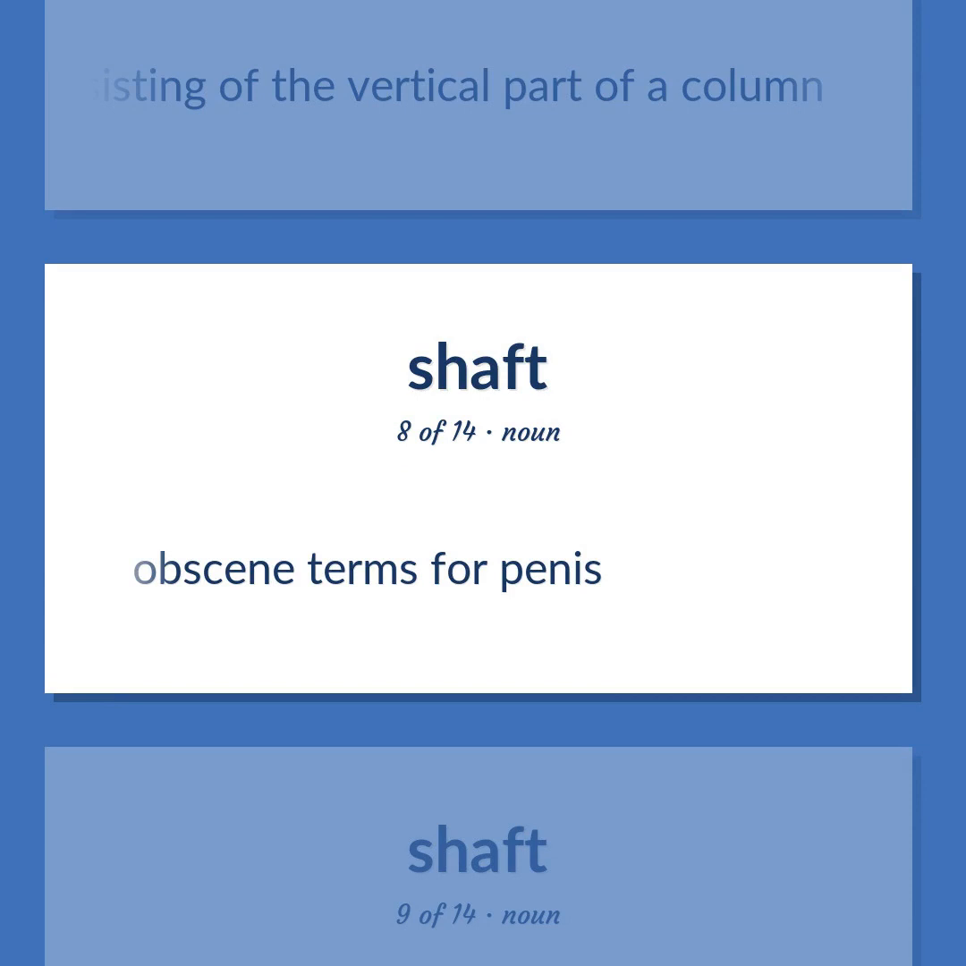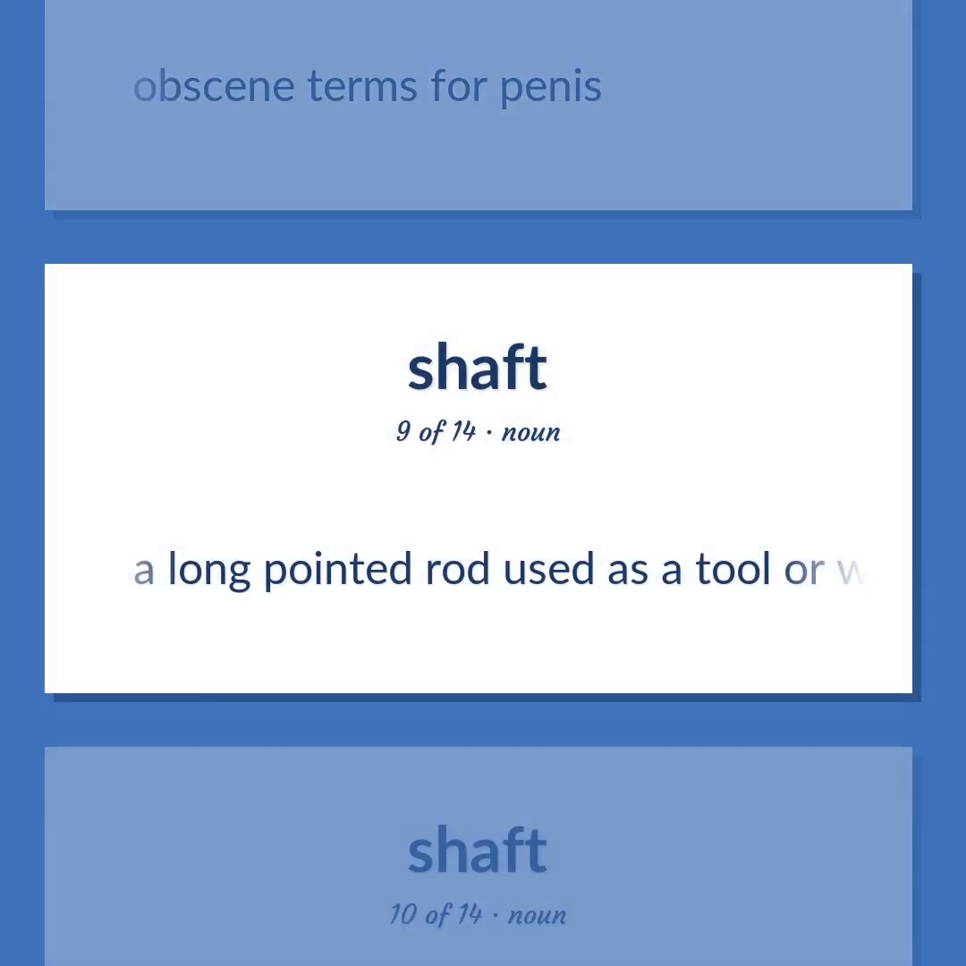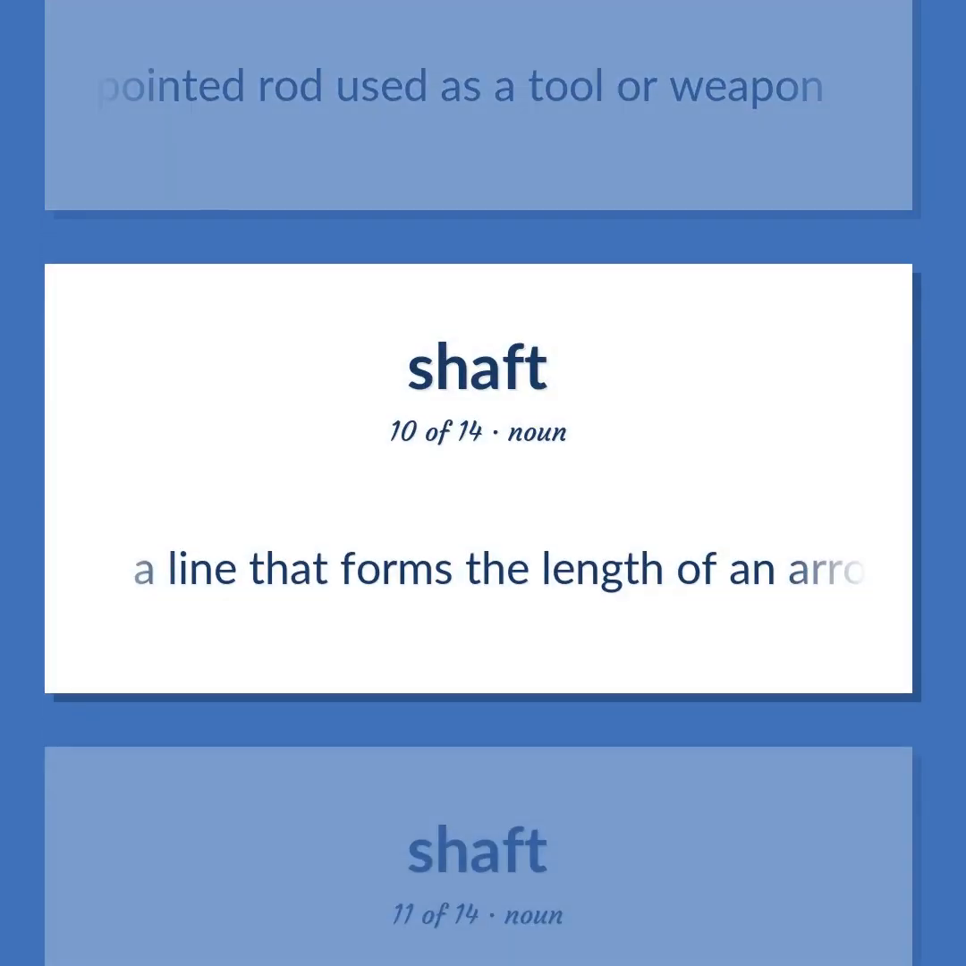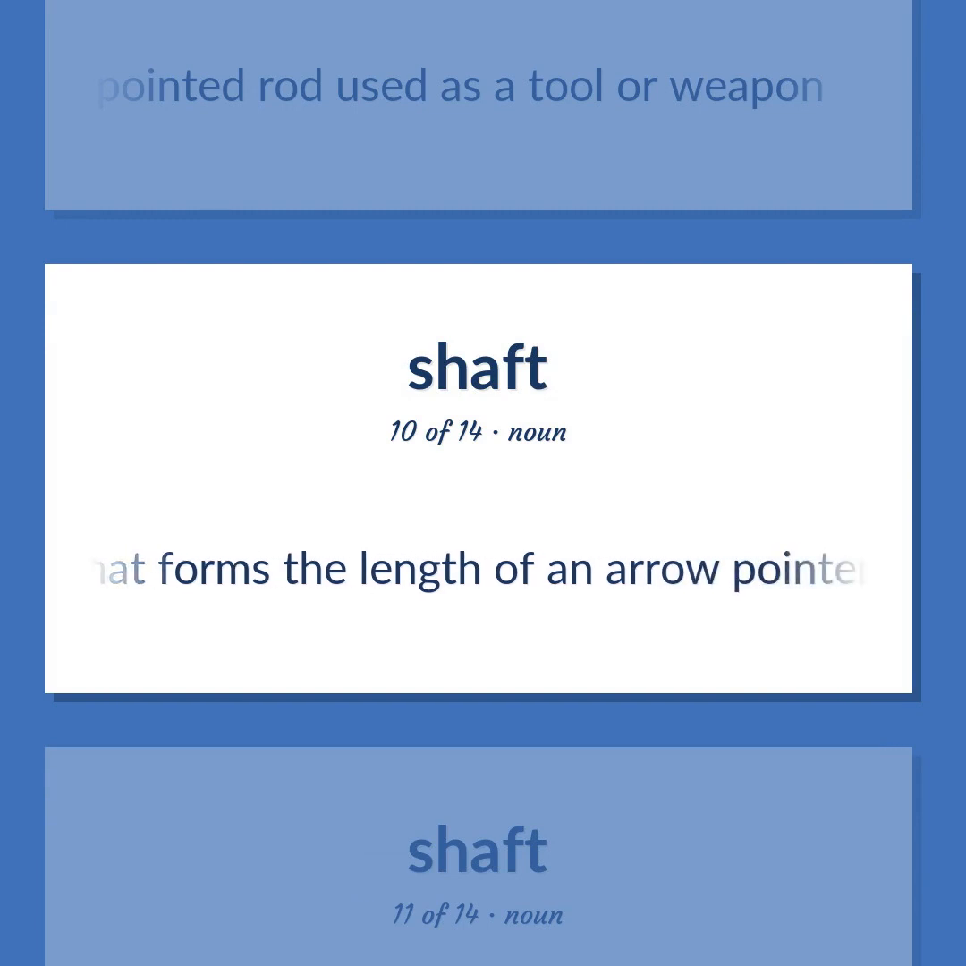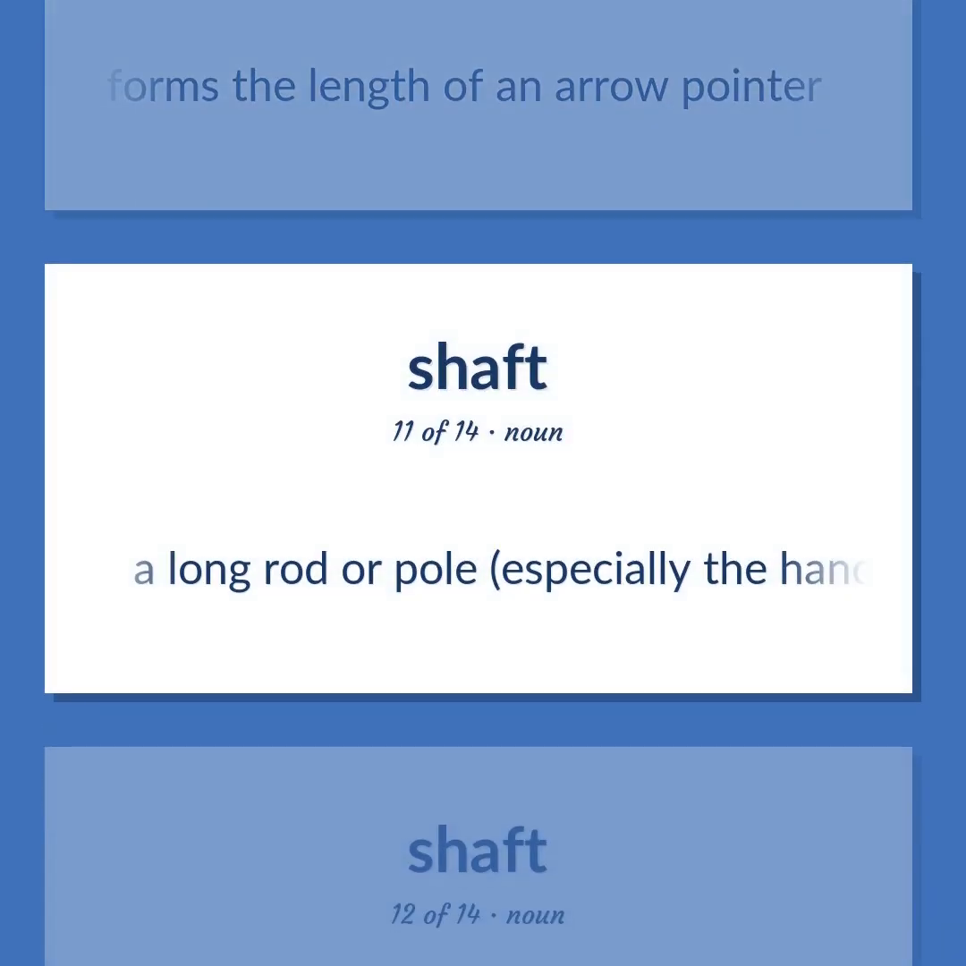Obscene terms for penis. A long pointed rod used as a tool or weapon. A line that forms the length of an arrow pointer. A long rod or pole, especially the handle of an implement or the body of a weapon like a spear or arrow.